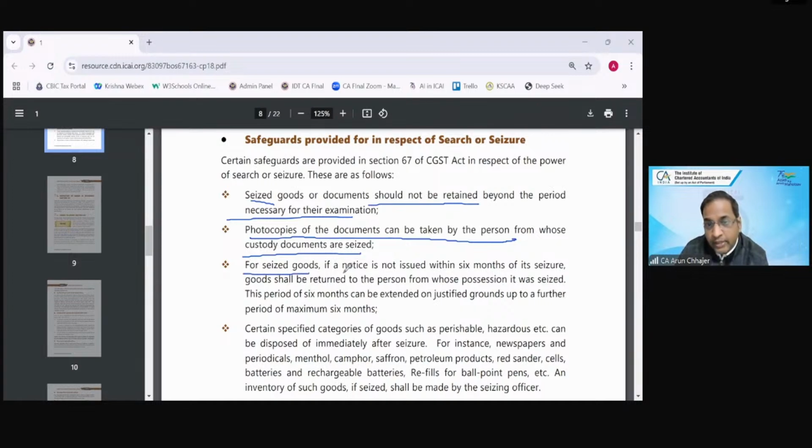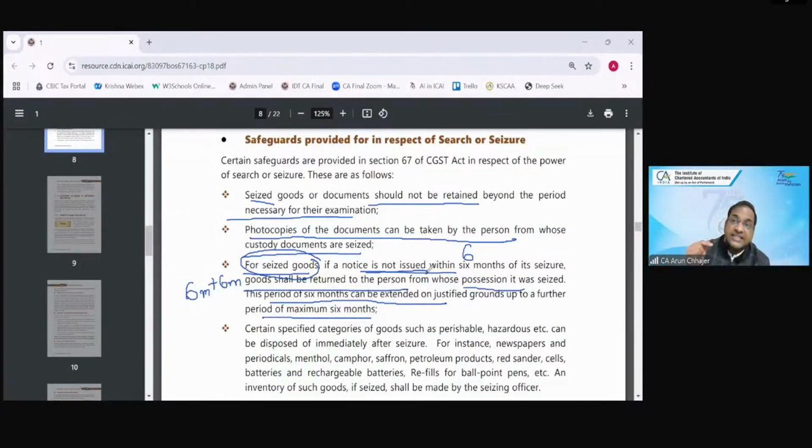For seized goods, if the notice is issued within 6 months of its seizure, goods shall be returned to the person from whose possession they were seized. This period of 6 months can be extended by another period of 6 months. मतलब 6 month plus 6 more month. अगर गुड सीज कर दिया और नोटिस इश्यू नहीं किया विद इन 6 मंथ, देन जो गुड सीज किया दैट हैज टू बी रिटर्न्ड.